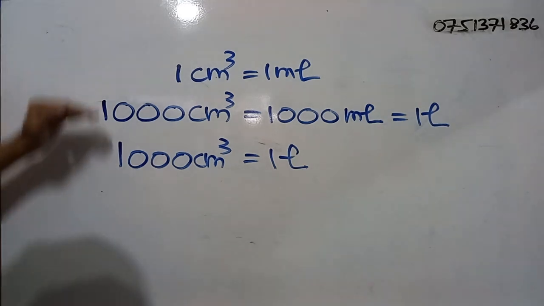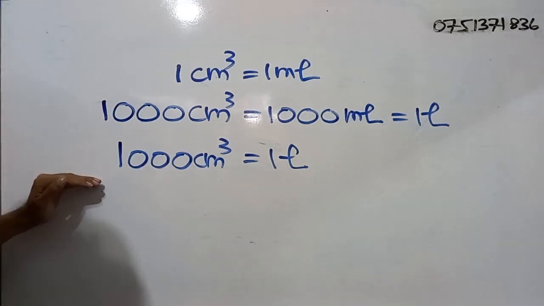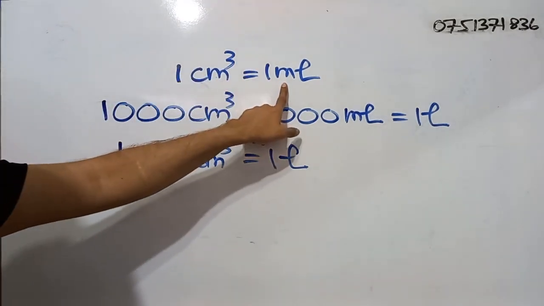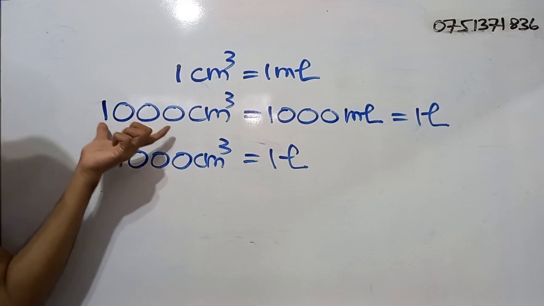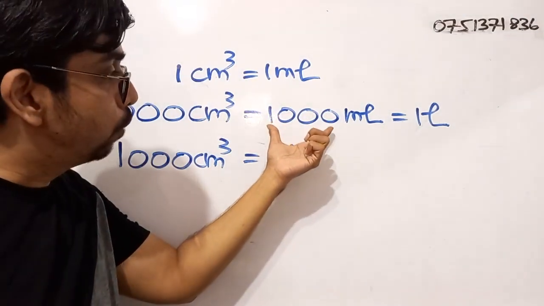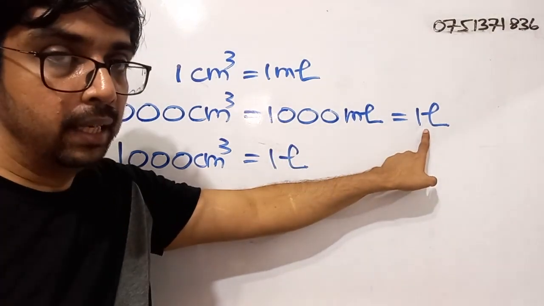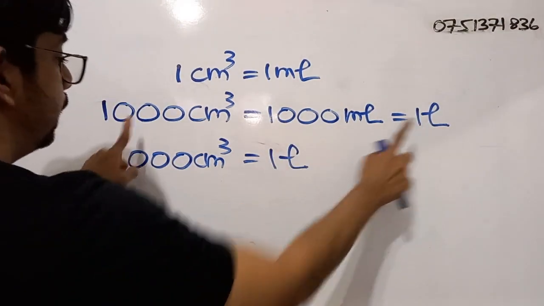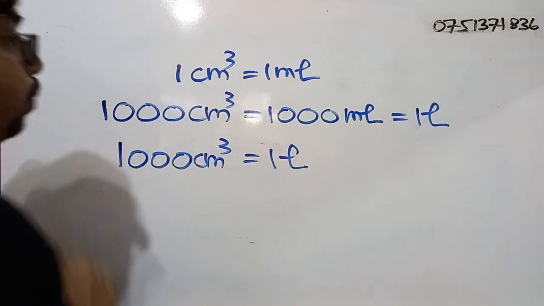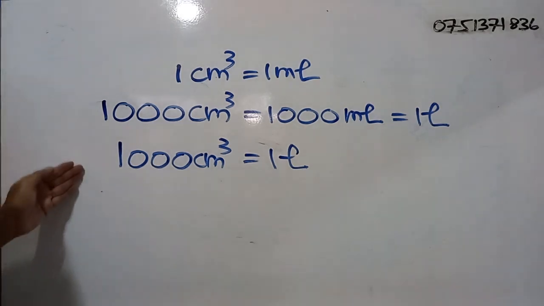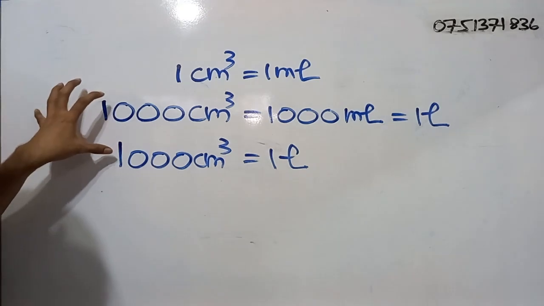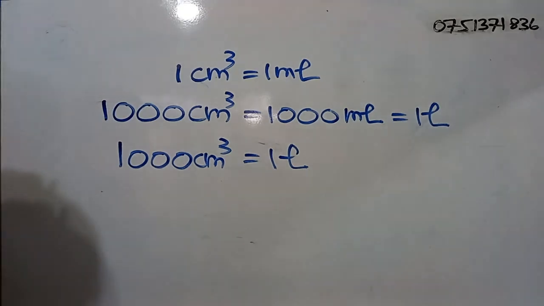So I have summarized and rewritten what we have learned in this part. 1 cubic centimeter is equal to 1 milliliter. Therefore 1000 cubic centimeters will be equal to 1000 milliliters. And we know 1000 milliliters is equal to what? 1 liter. So we can connect these two. We can say 1000 cubic centimeters is equal to 1 liter. We definitely need to keep these relationships in our mind, because we will have to use these when we do calculations.